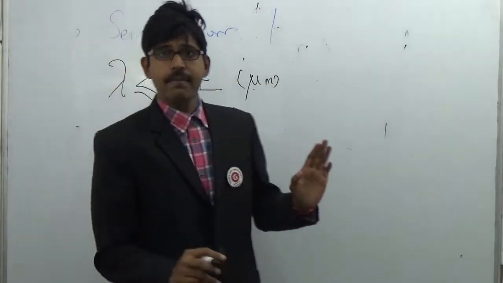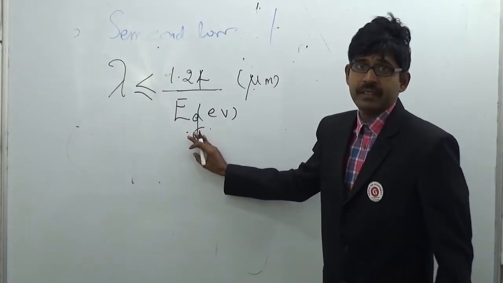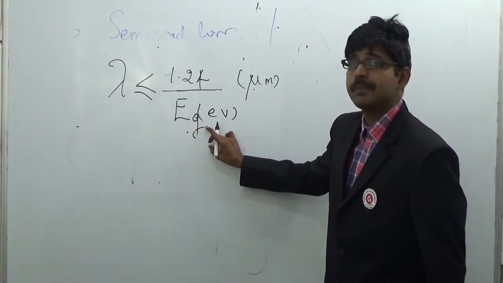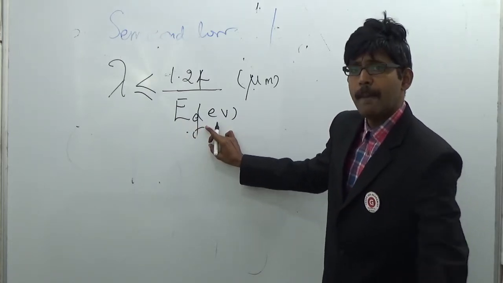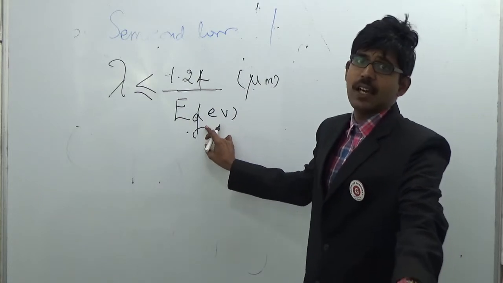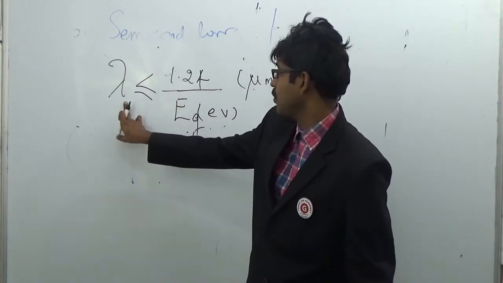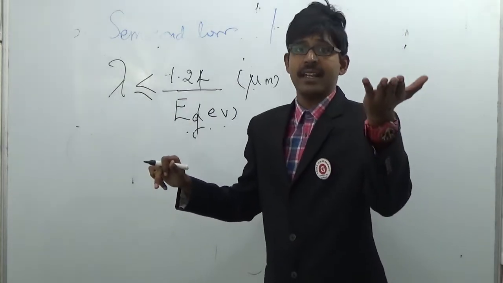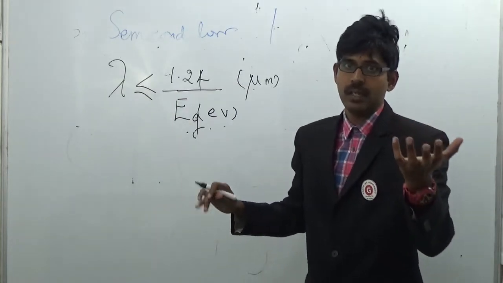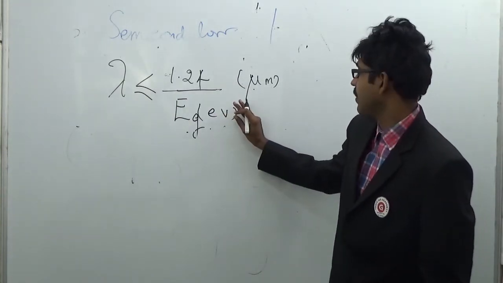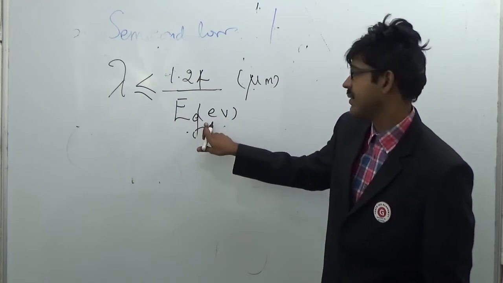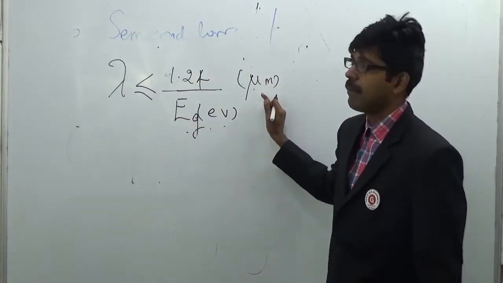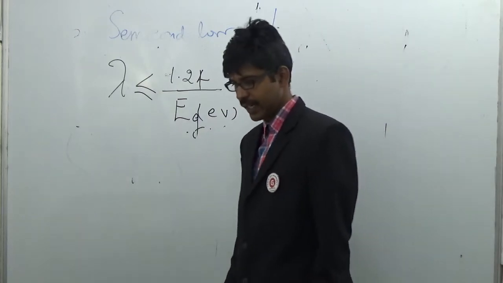This is a very important relation. Now, having given the EG, you must be in a position to know the maximum wavelength, or having given the wavelength, you must be in a position to know the maximum energy the atom is taken to. Okay, so this formula is very important. EG will be mostly given in electron volt, and lambda will be mostly given in micrometer. Is it okay?